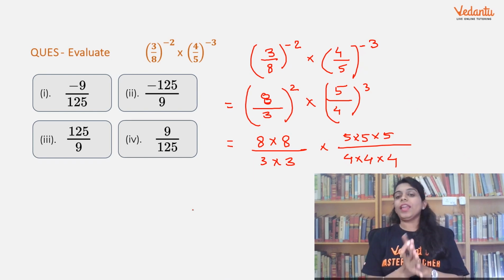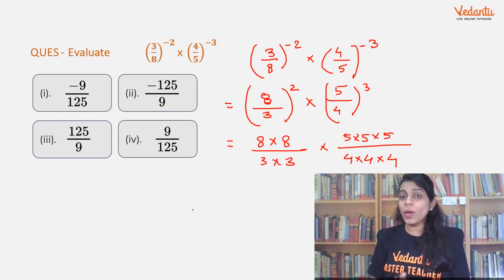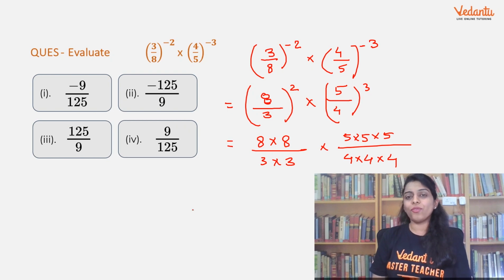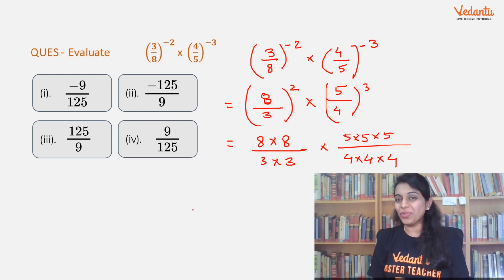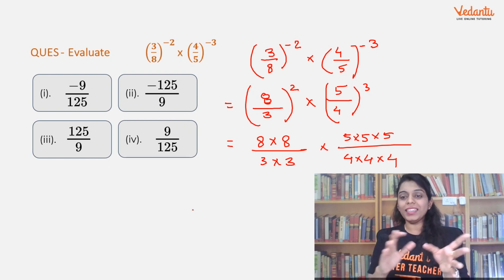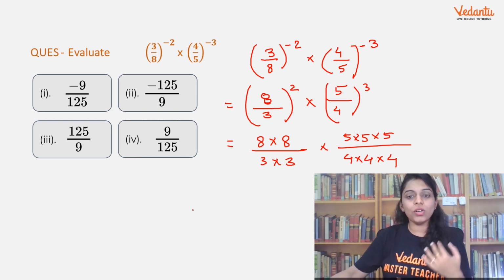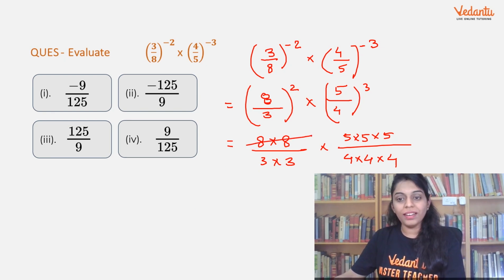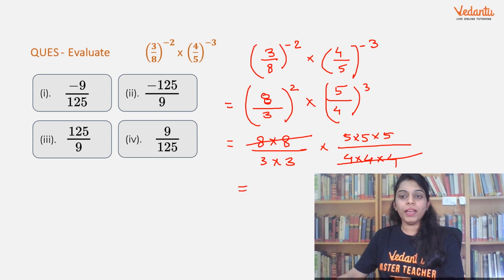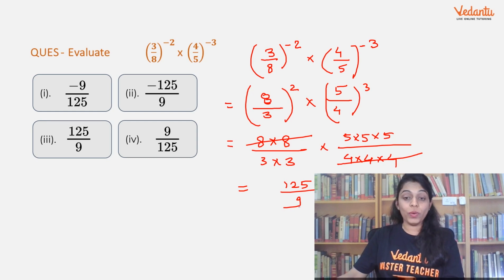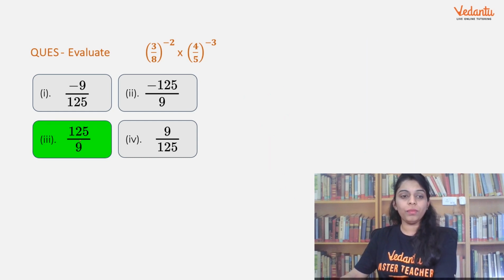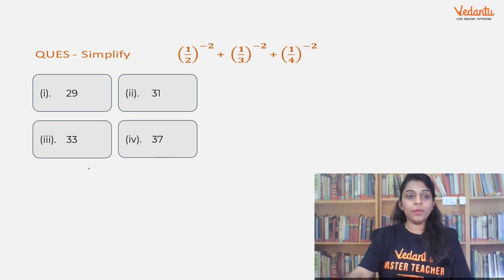Okay, now this thing you should know that 8 square is 64 and 4 का cube is 64, right? So basically these are the same numbers, तो हम उनको डायरेक्ट काट सकते हैं. We can cut them directly, so it will become 125 by 9, right? 5 का cube is 125, 3 का square is 9, and the correct answer would be 125 by 9. Moving ahead, and let's see what the next thing is.